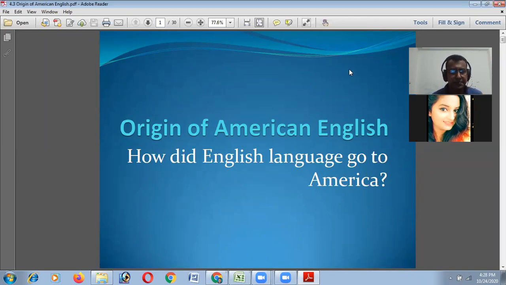As you see the slide, we will be discussing now the origin of American English and how the English language went to America. We know the difference between American English and British English, especially in pronunciation pattern. In British English, in most cases R will not be pronounced, especially the last R. The beginning R will be pronounced, but in American English, R will be pronounced.